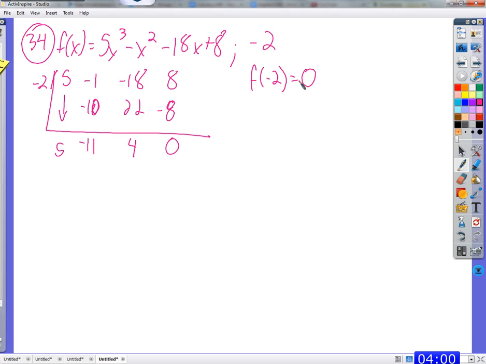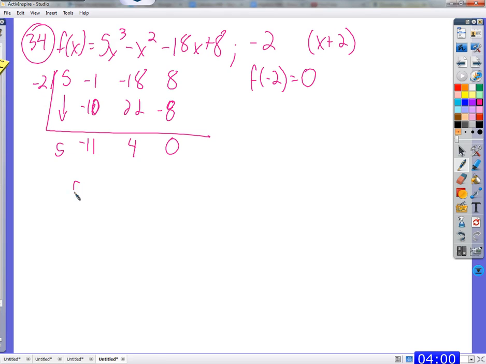If negative 2 is a 0, Gavin talked about this a little bit ago, x plus 2 must be a factor, right? That's the only possibility. If negative 2 is a 0, then x plus 2 must be a factor. Okay. Well, if we know that x plus 2 is a factor, then let's break this down a little bit by factoring out an x plus 2 using synthetic division.